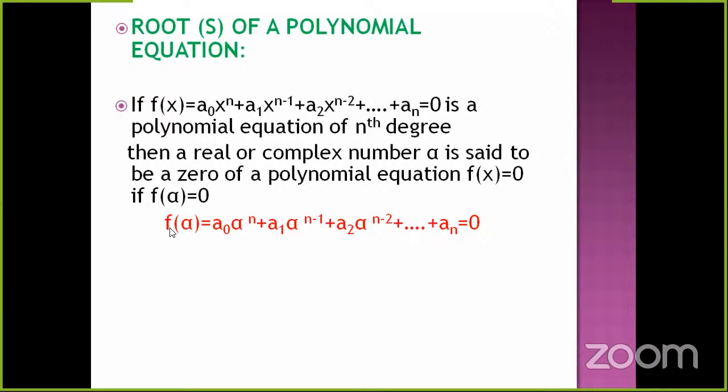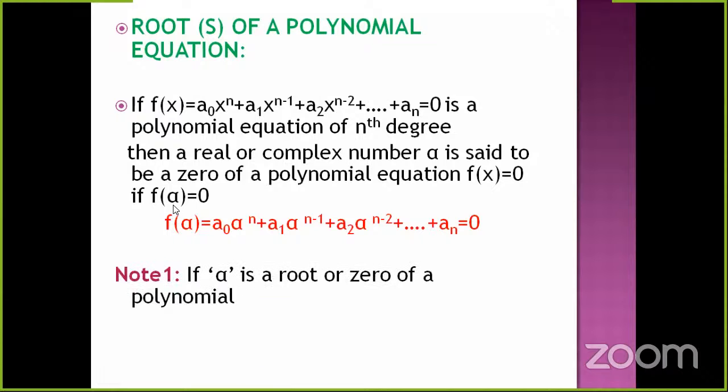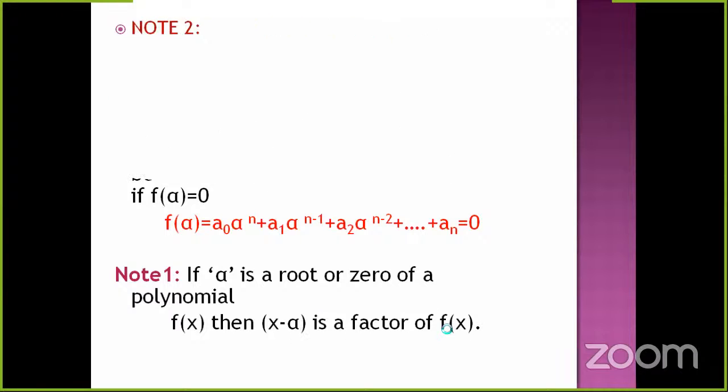So substitution means in the place of x, I will replace alpha. Then I will get f of alpha, which is equal to a0 alpha power n plus a1 alpha power n minus 1 plus a2 alpha power n minus 2, so on, an is equal to 0. So from this, we can note that if alpha is a root or zero of the polynomial, then we can say that x minus alpha is a factor of f of x. Okay, if alpha is a root, then x minus alpha is a factor of f of x.